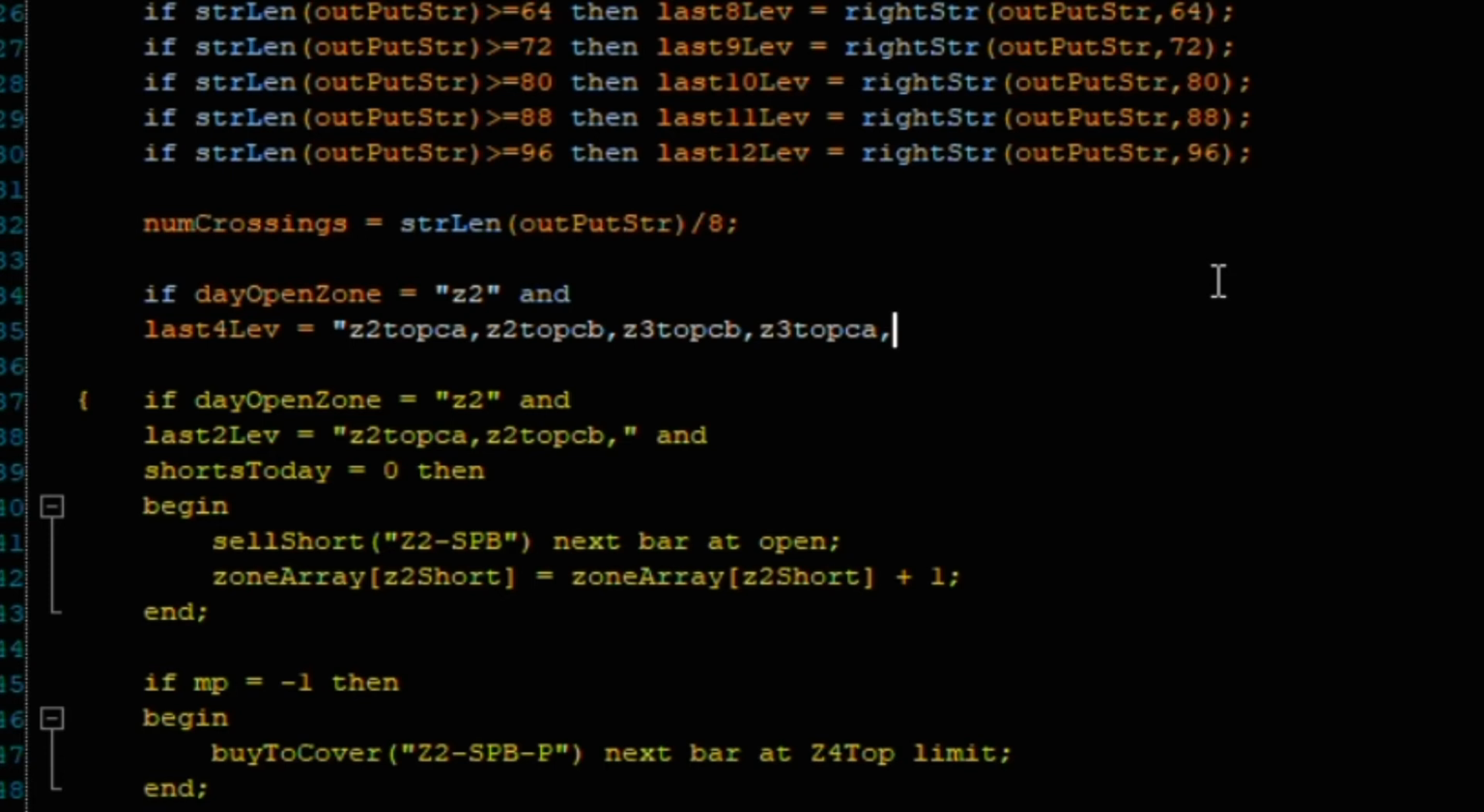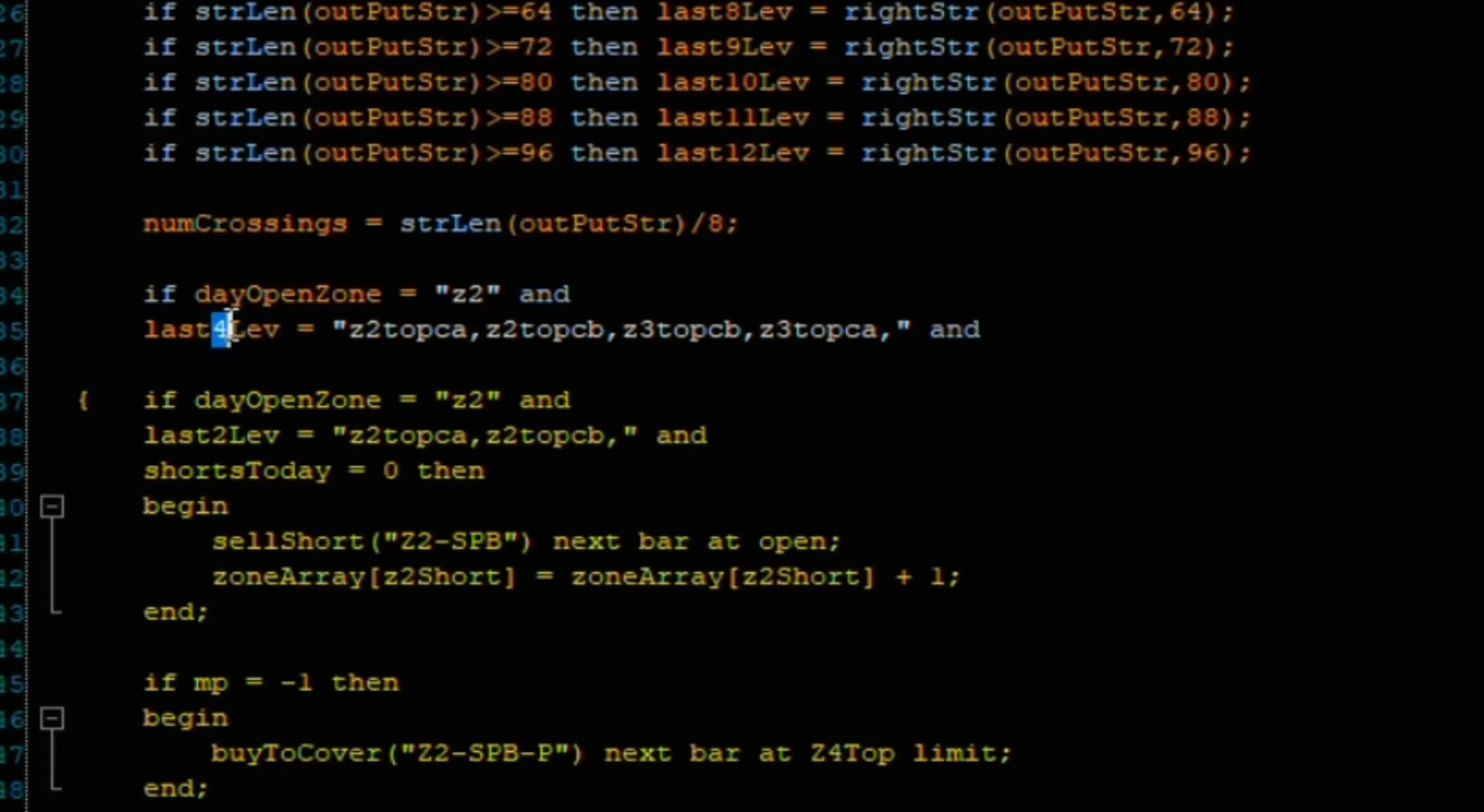Okay, let's go over that real quick. What do I have there? Well, let me double check my code, make sure I've done everything right. Okay, let's continue on. Let's just go with, and before I forget it, last 4 lev, that's your crossings.